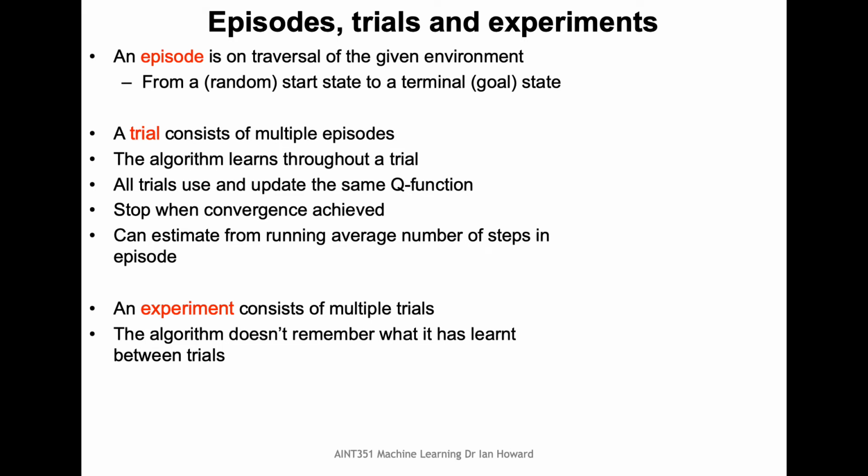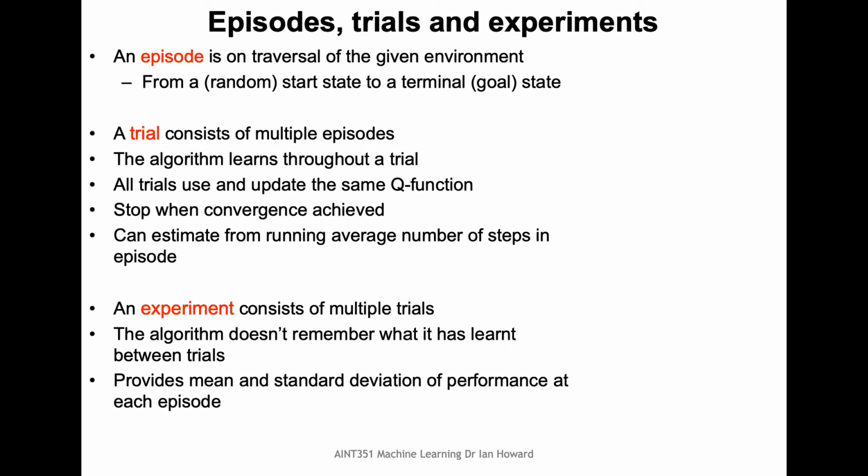The important thing when you're running experiments is to make sure you always start off with a random Q-table, because it needs to update from a random start across particular trials. Within a trial, of course, you set up the Q-table once, and then it's learning across the multiple episodes. If we do an experiment, we'll end up with measures coming out from each trial, and we can calculate the mean and standard deviation.